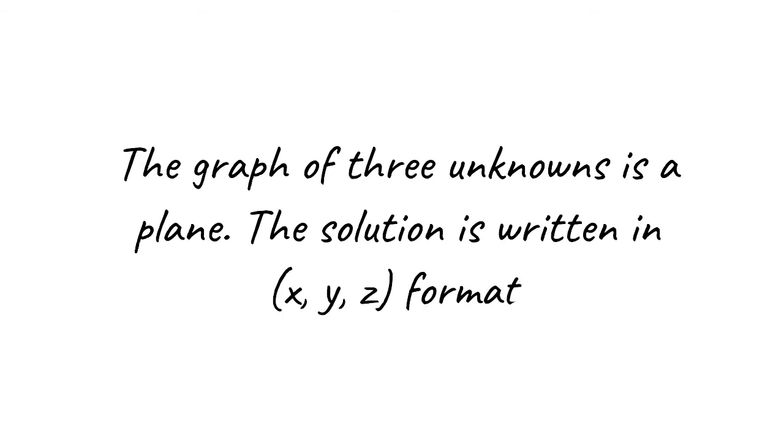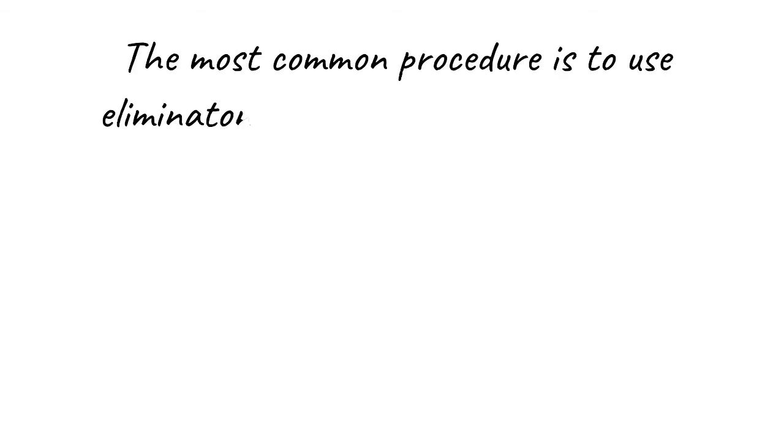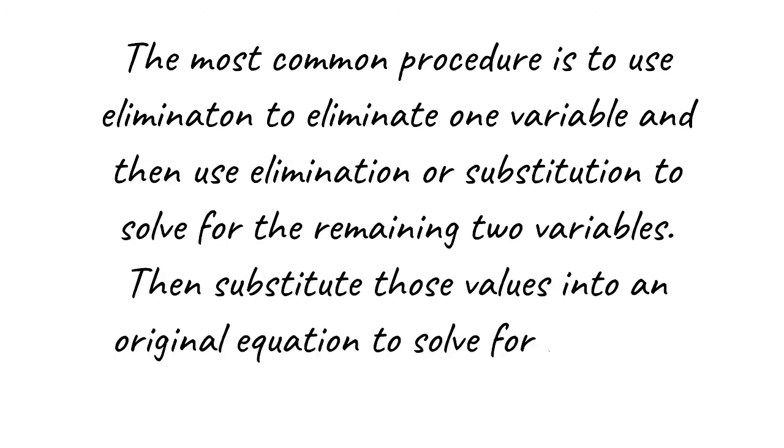The graph of three unknowns is a plane. The solution is written in X, Y, Z format. The most common procedure is to use elimination to eliminate one variable, and then use elimination or substitution to solve for the remaining two variables. Then substitute those values into an original equation to solve for the third variable.